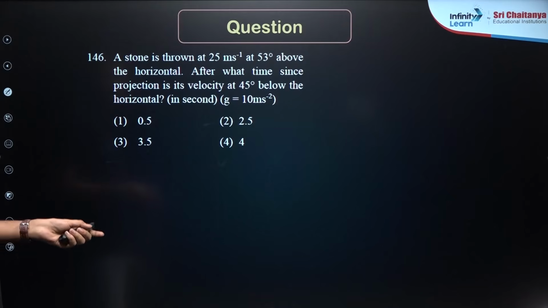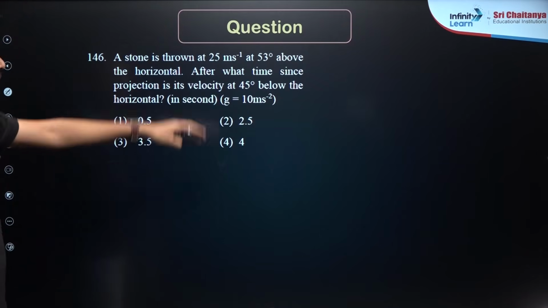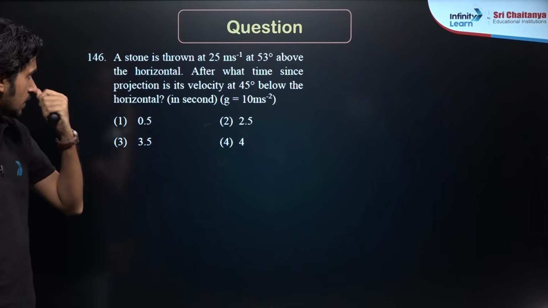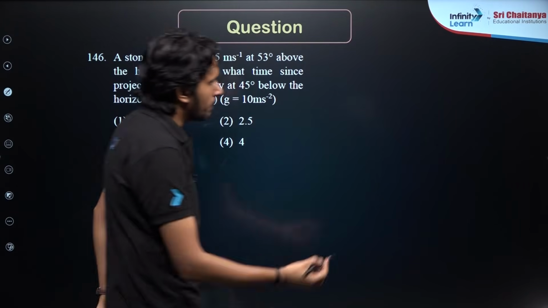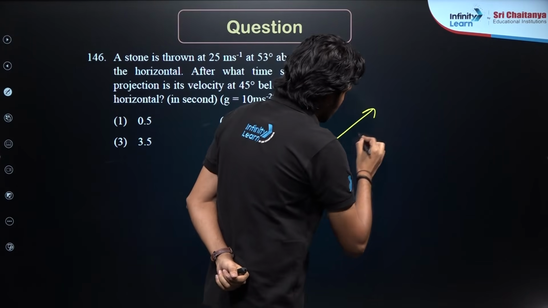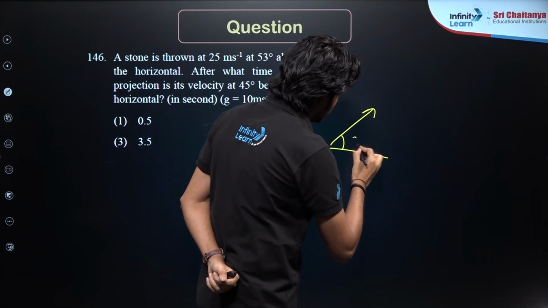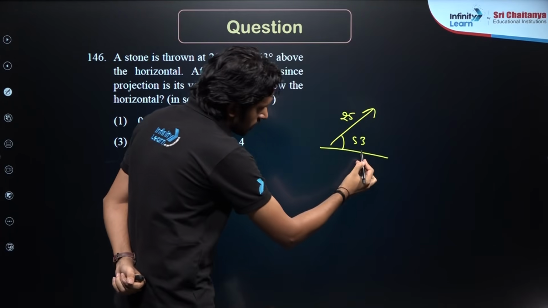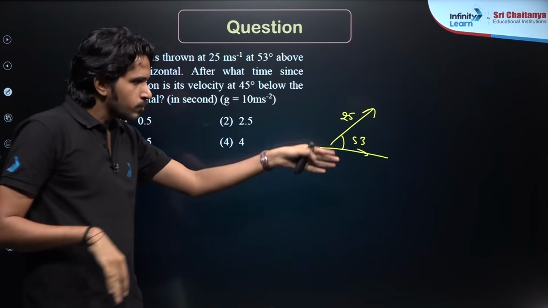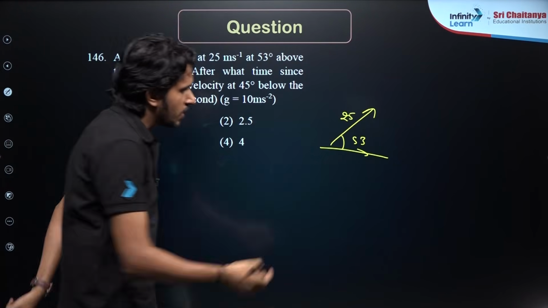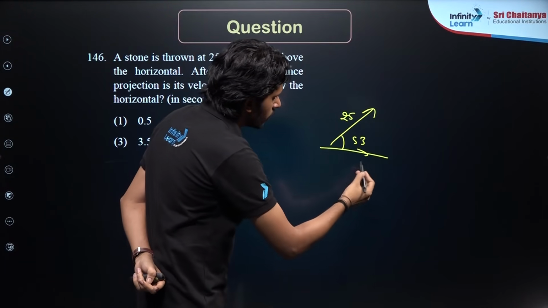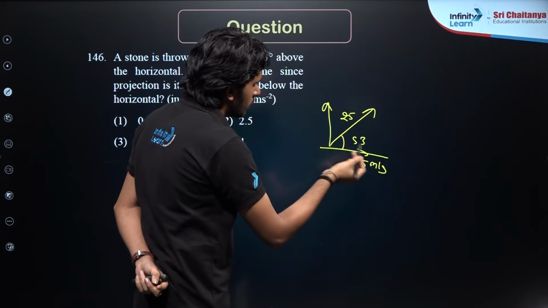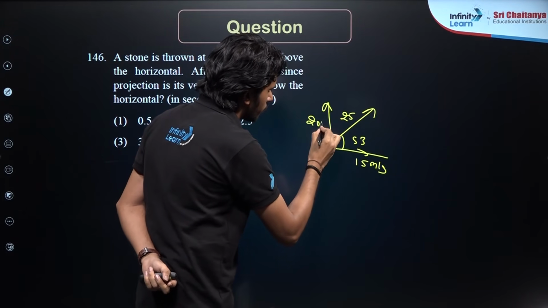Simple. Then we have a stone thrown at 25 meter per second at 53 degrees above the horizontal. Okay, 53 angle and velocity 25 meter per second. That means the horizontal component is cos 53, that means cos 53 is 3 by 5, so 15 meter per second. Sin 53, so 20 meter per second.